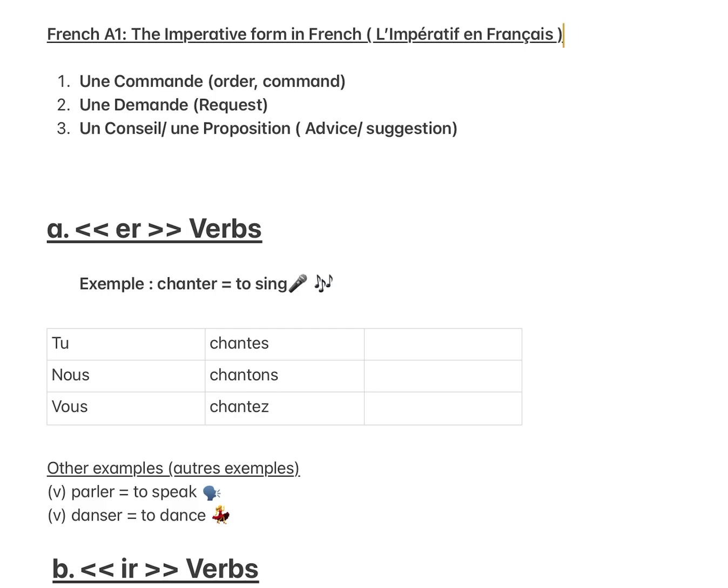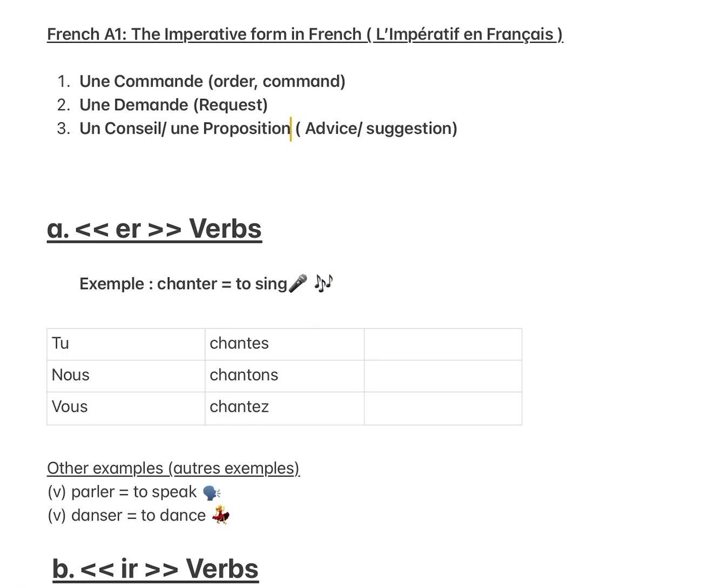In general, the imperative form is used for several purposes. That is, to give an order or command, or as we say in French, une commande, to make a request, une demande, and to give advice or a suggestion, that is un conseil or une proposition.